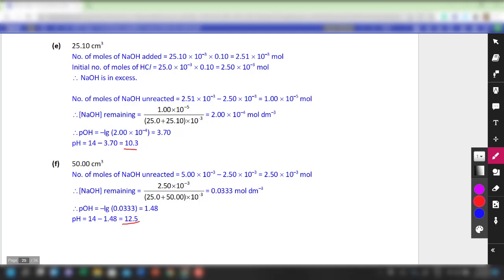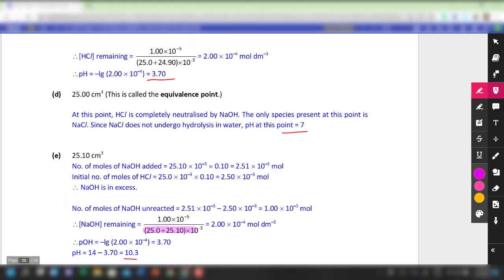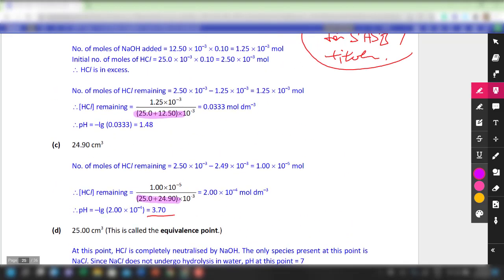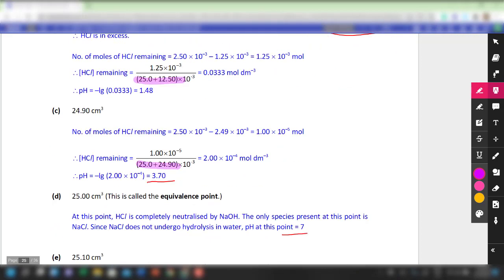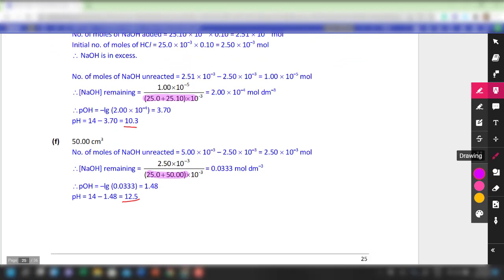Okay, I don't think it is of any difficulty. The only thing which you probably want to pay attention to is the fact that the total volume actually changes. Sometimes the students forgot that the total volume changes. Yeah, so if you forget that the total volume changes, sometimes you might not be able to get the correct answer. So just take note of it.